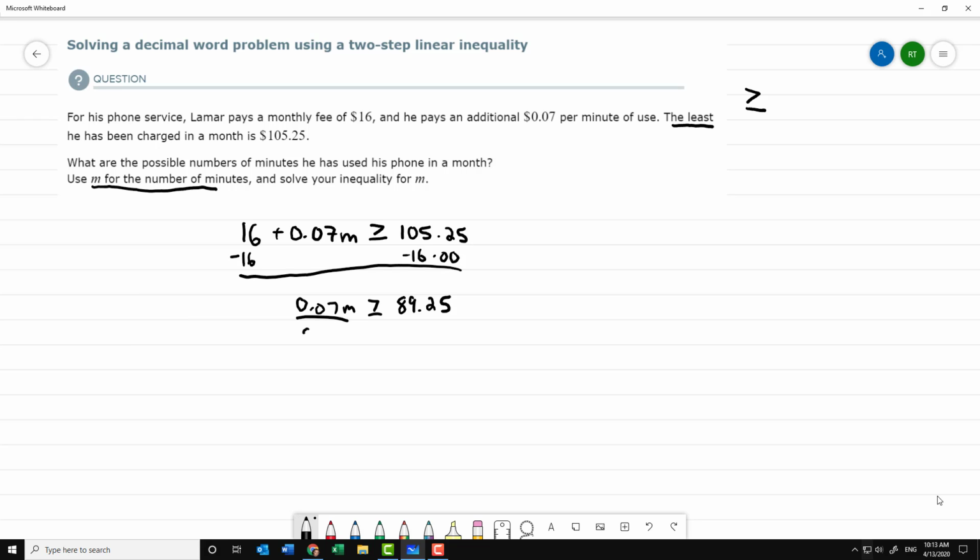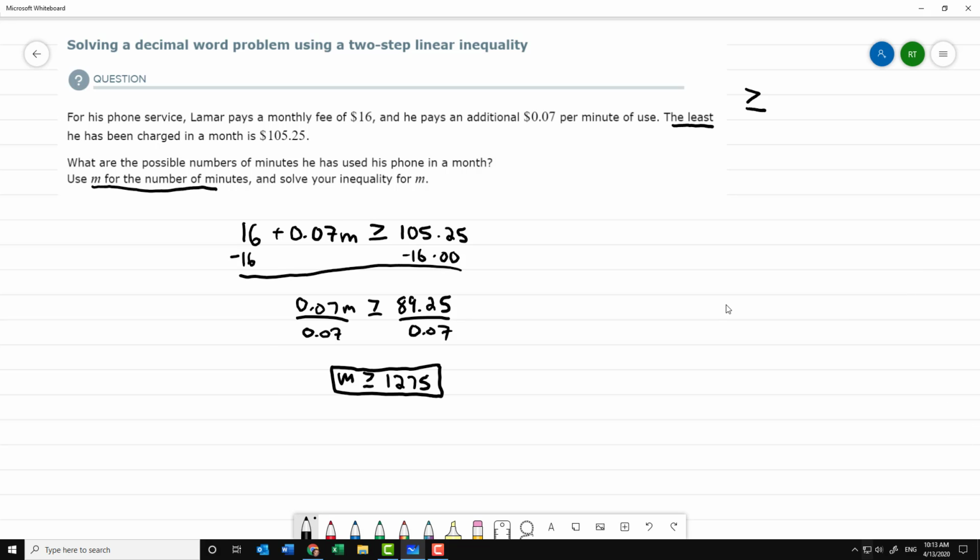Next step, divide both sides by 7 cents, and we get M greater than or equal to. That divided by 0.07 would be 1,275, and that's my final answer. So this is saying that the number of minutes that they used on the phone was at least 1,275. That's how many minutes they spoke for, that or more.